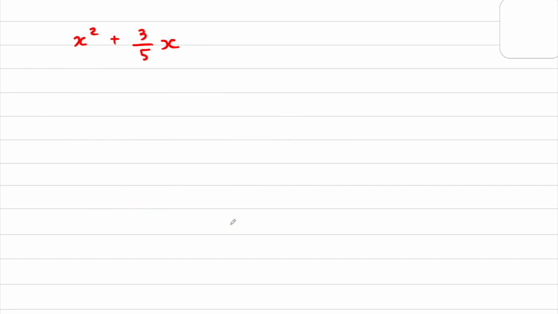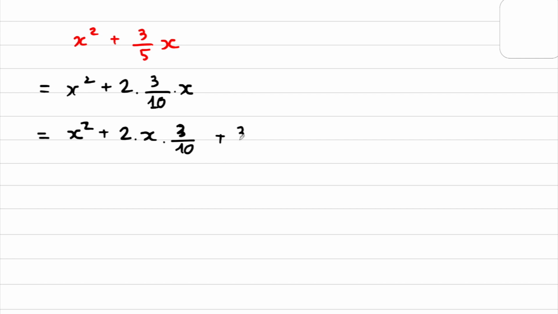The next question, x squared plus 3 over 5 x. Okay, stop the video right now, work on it by yourself, and then play the video for my solution. You have the first term x squared, and I need the factor of 2. 3 over 5 will become 3 over 10 multiplied with x. So the next number will be 3 over 10. 2 times x times 3 over 10, plus 3 over 10 here, squared outside, minus 3 over 10 squared here.